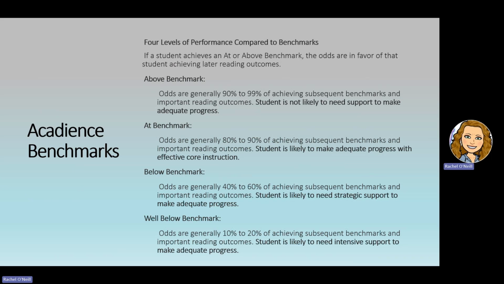Students who score below the benchmark and above the cut point for risk have a 40 to 60% chance of reaching future benchmarks and reading outcomes.